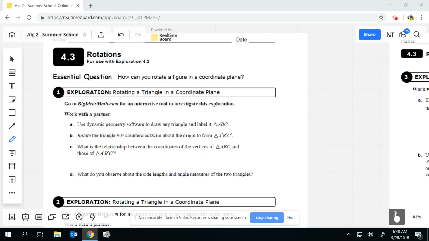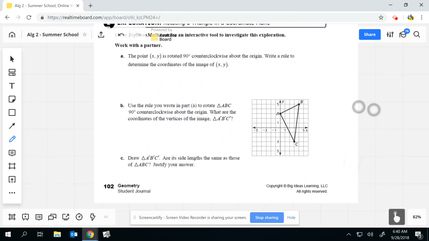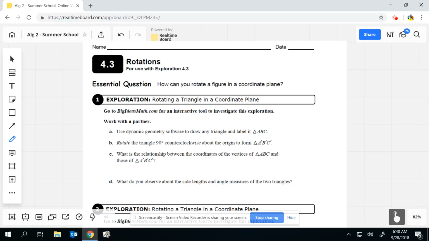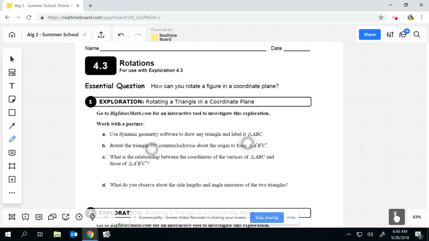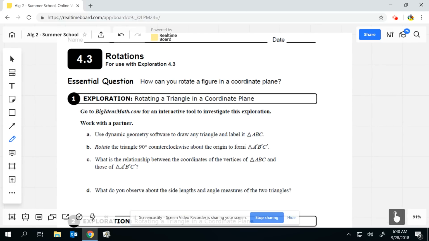All right, we are back, and we are back now at the beginning of the chapter, and we're on page 102. We can check out our essential question. How can you rotate a figure in a coordinate plane? And I think you're going to see that the best way to do that is to use the rules that I just showed you in the previous video. So I would even maybe put that real quick right here. Use the rules. That would be the best way to do it.